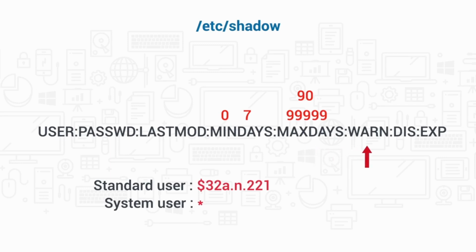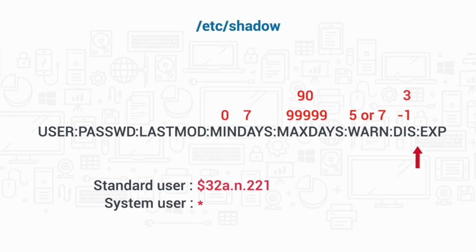Next, we have the days warning field. This field defines when a user will be warned that their password's about to expire. This field is usually set to 5 or 7 days. The next field defines the number of days to wait after a password is expired to disable the account. This field is usually set to -1, which disables this functionality. But if you want to disable an account if its password isn't changed after it expires, then you can enter a number, 3 for example.